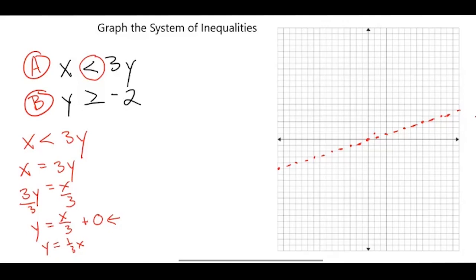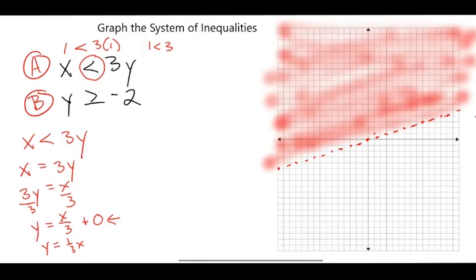All right, so it would be plugging that into the original inequality. Plug in 1 is less than 3 times 1. So 1 is less than 3. Yes, that is true. So I'm going to shade the part that includes 1, 1.